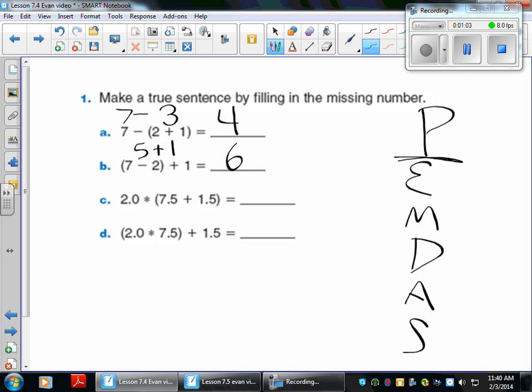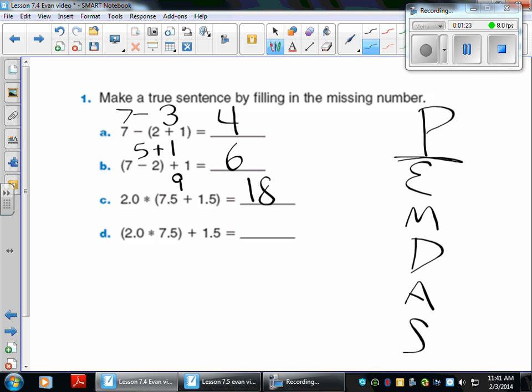So C is a good example. I have 2 times, in parentheses, 7.5 plus 1.5. I have to do the parentheses first. 7.5 plus 1.5 will give me 9, times 2. 2 times 9 is 18.